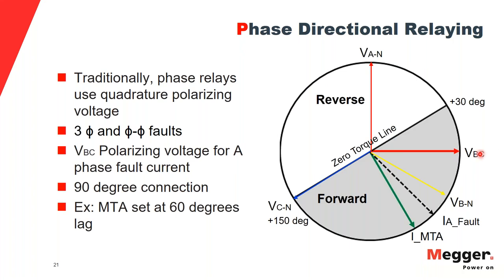Phase directional relays are typically implemented in the system to protect against three-phase and phase-to-phase faults. As I explained to you, VBC is kept as a reference phasor if the fault is on the A side. So for an A phase fault, you have VBC as reference. That's what it is talking about here. And we saw why it is called a 90-degree connection. In this example, the maximum torque is set at 60-degree lag, meaning that my angle here is lagging my polarizing quantity by 60 degrees. That's the maximum torque angle. And based on the maximum torque angle, I can define my forward and reverse zones.